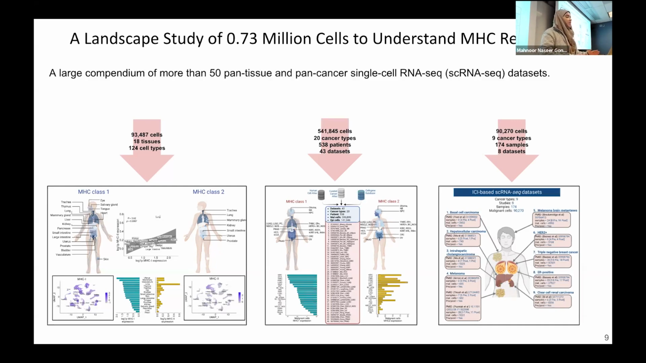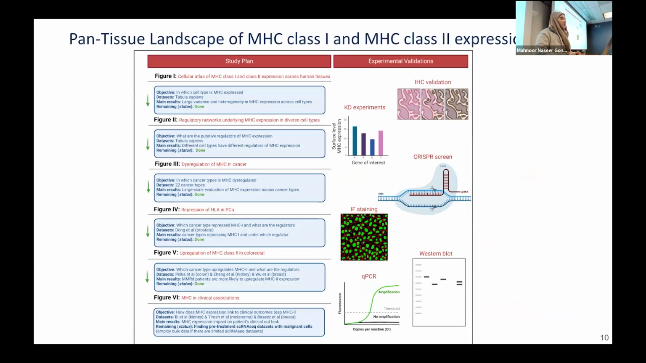So a large compendium of more than 50 pan-tissue, pan-cancer, single-cell RNA-seq data sets that we collated throughout this study to understand MHC regulation. So very simple question: how is MHC regulated using existing data? So this is how our study is structured.